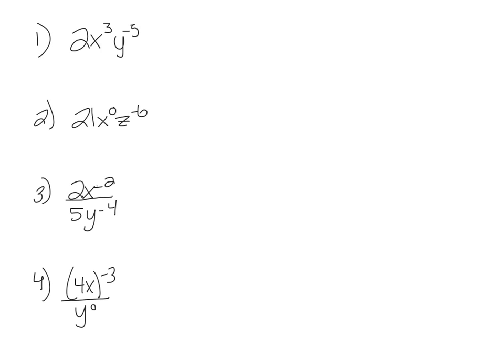So you have 4 practice problems. We're just going to take a look at how these would work just to get a little bit more practice with this, since I know it is something kind of completely new. So problem 1, 2x cubed y to the negative 5th. If we're to simplify that, we need to get rid of the negative exponent in order to simplify.